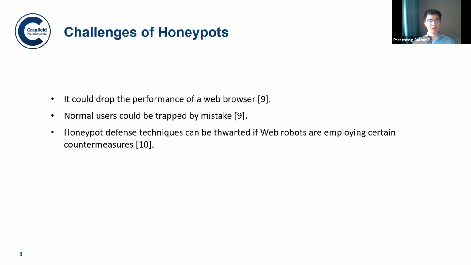Firstly, it could drop the performance of a web browser. Secondly, normal users could be trapped by mistake. Thirdly, honeypot defense techniques can be thwarted if web robots are employing certain countermeasures. So much for honeypot. Let's look at the last theme, online web robot detection.